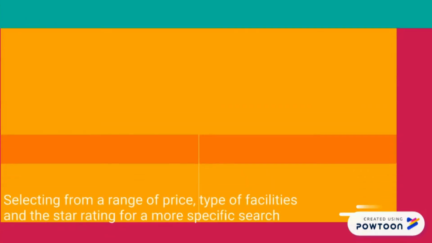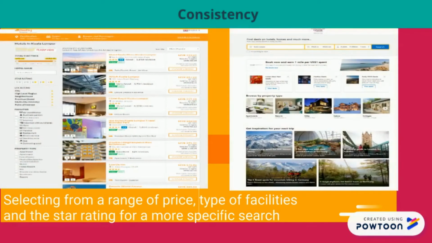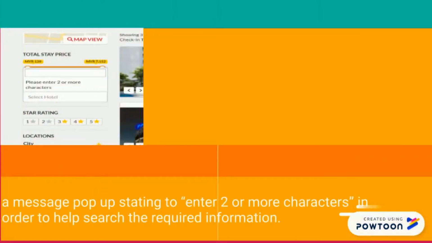The next user interface will be consistency. As you can see, the interface of the system is similar to what we see in the Qatar Airlines website. The next one will be user guidance. As you can see, a message will pop up asking to enter 2 or more characters in order to help the user to search for the more specific hotel that the user wants.